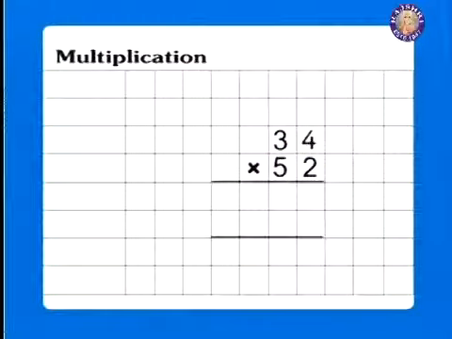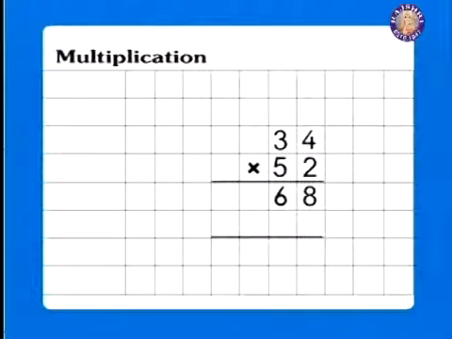In the first step, starting from the right, 2 4s are 8, which is written below the line, below the number 2. Next, 2 3s are 6, which is again written below the line as seen here. Now the first step is over, so let's move on to the second step.